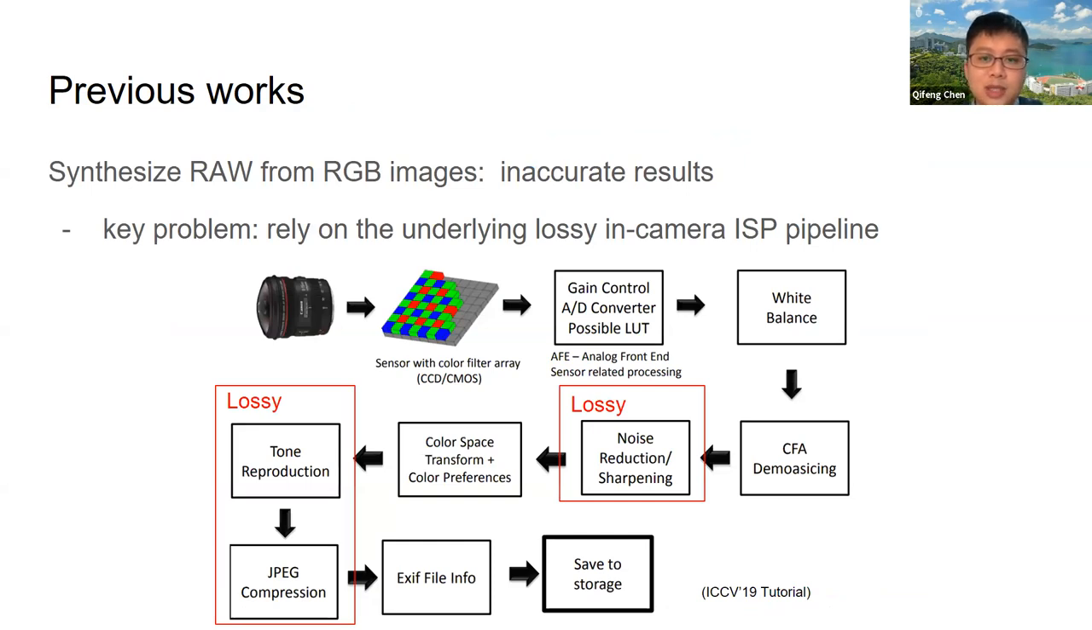So we can analyze the process in image signal processing. Actually, there is a very long pipeline in the conventional image signal processing: white balance, demosaicing, denoising, tone reproduction, JPEG compression. There are some steps that can lead to information loss, and in principle, it's impossible to reconstruct the original raw data. For example, if we do some denoising, we smooth out the image, and how can we reconstruct the original noise? So it still poses a problem.